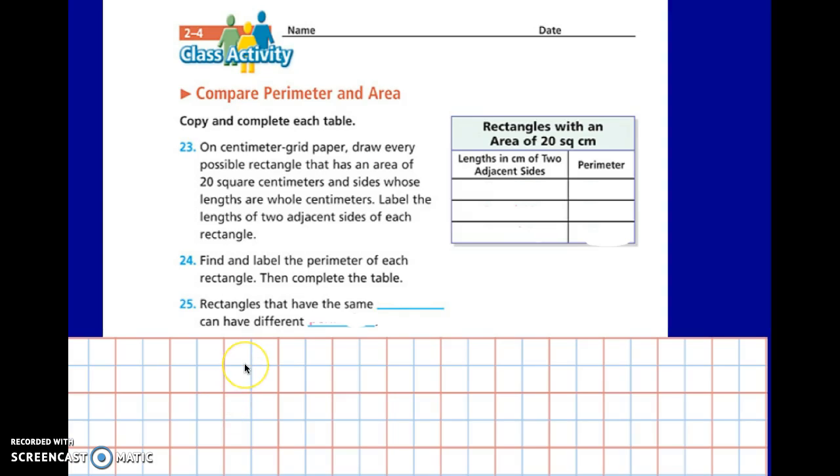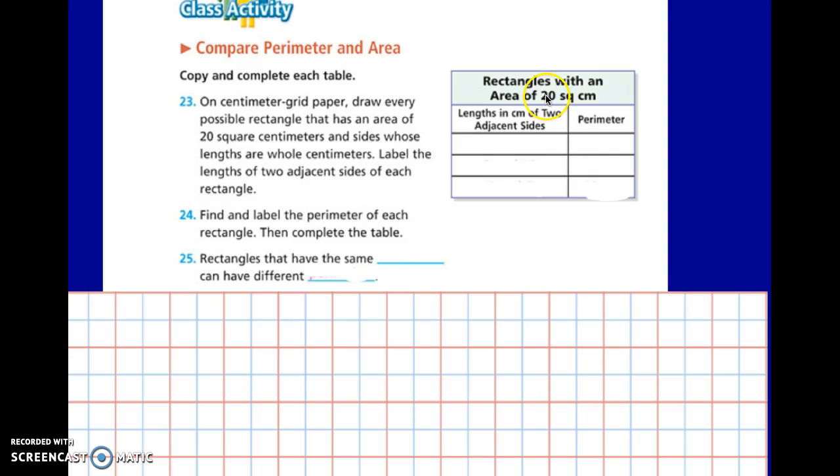All right, we're going to work through this one together. It says, compare perimeter and area. On centimeter grid paper, draw every possible rectangle that has an area of 20 square centimeters and sides whose lengths are whole centimeters. Label the lengths of two adjacent sides for each rectangle. So basically, we have to think about how we can get to 20 square centimeters, the area. We're going to draw every rectangle we can think of. It's showing us that there's 3 different possibilities.